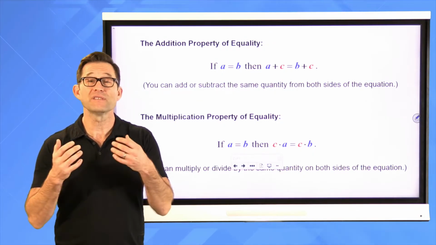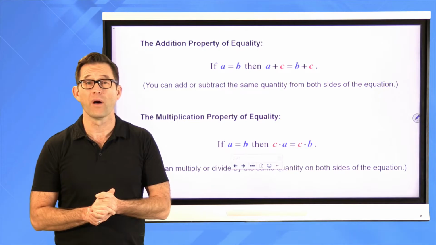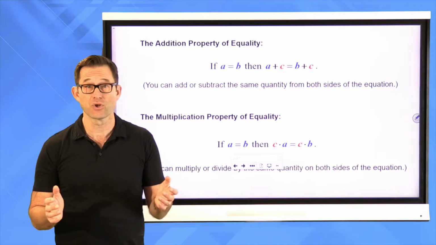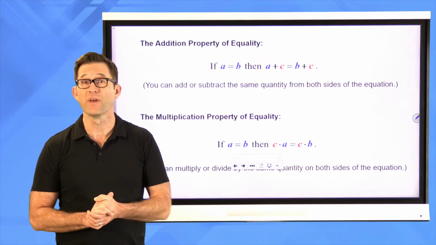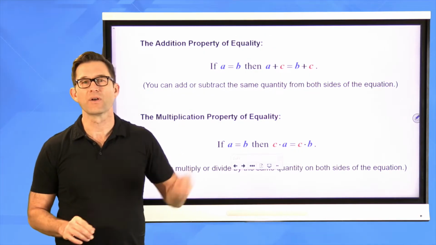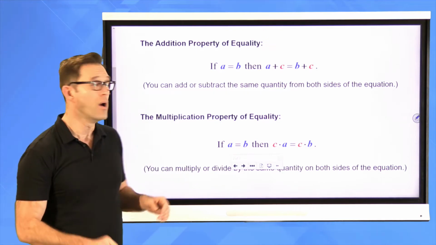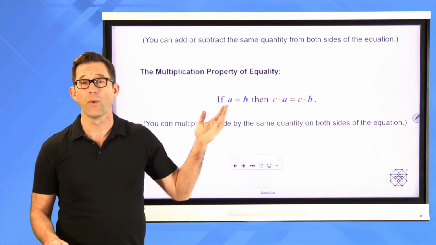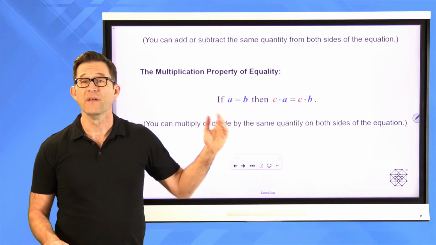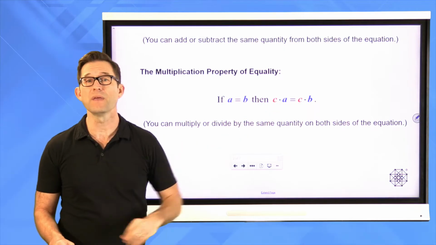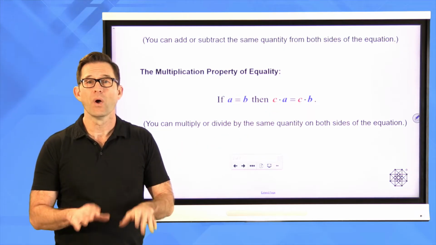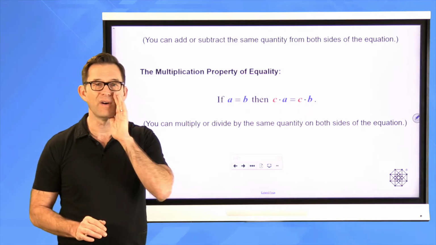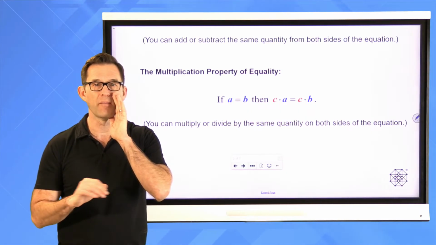And if you actually said the subtraction property of equality, I don't think anybody would count it wrong, because it is true. You can subtract the same thing from both sides of an equation. We just typically call that the addition property of equality. Now, the multiplication property of equality is sort of the same deal. If I have an equation, if A equals B, then C times A equals C times B. So I can either multiply or divide by the same quantity on both sides of the equation, as long as I don't divide by 0. That's never, ever allowed, ever in math, ever.